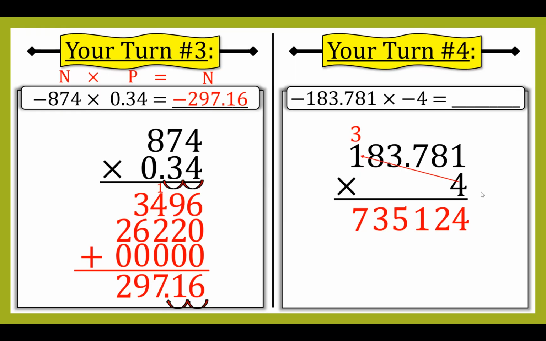Okay, and now I'm going to look at my decimals. I move 1, 2, 3 to the left to get to my decimal. So here I go 1, 2, 3, put my decimal point. So I have 735.124. But I'm not done yet because I always, again, have to ask myself, is my answer positive or negative? I come up here. I have a negative times a negative. That outcome is going to be positive. So my answer is 735.124. And that is it.